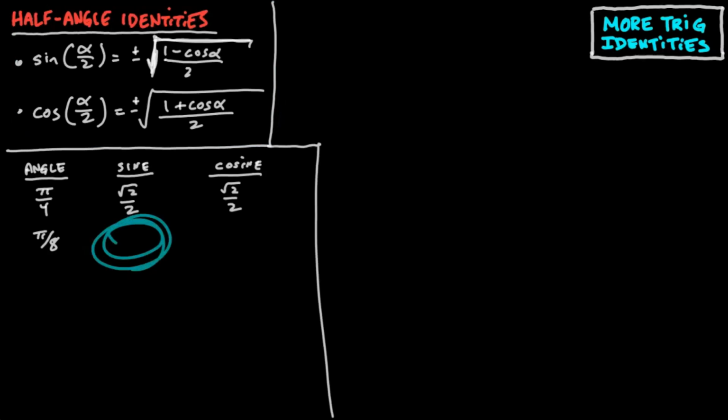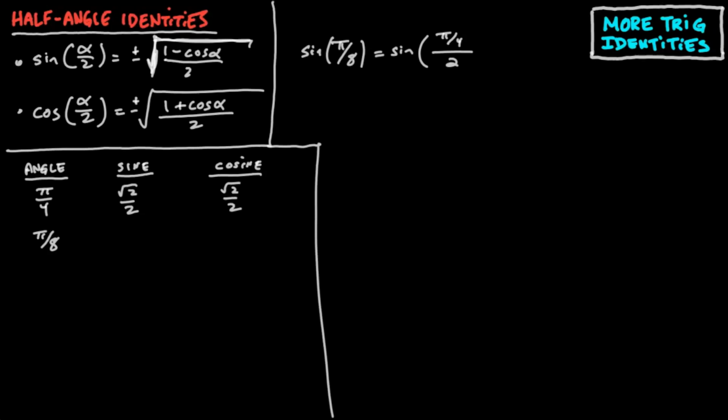So let's start with the sine. We are interested in the sine of pi over 8. But pi over 8 is, of course, half of pi over 4. And, as luck would have it, we happen to know a half-angle identity for sine. So the sine of half of pi over 4, according to this formula, is plus or minus the square root of 1 minus cosine of the thing upstairs, which is pi over 4, all over 2.